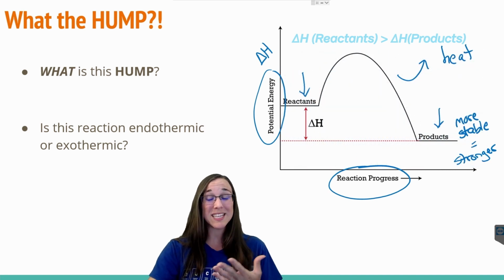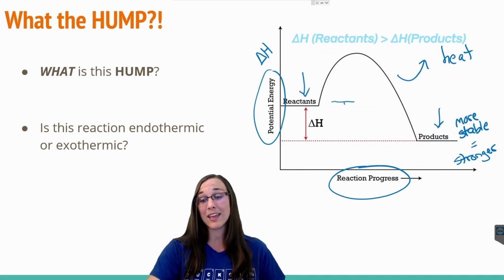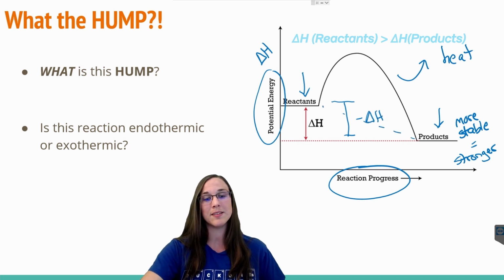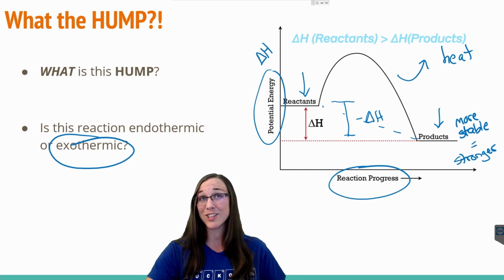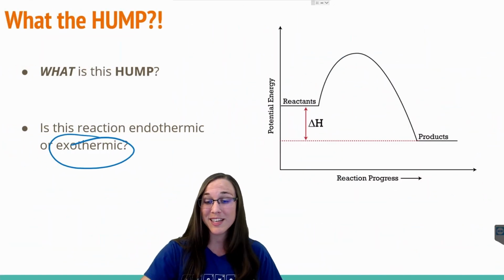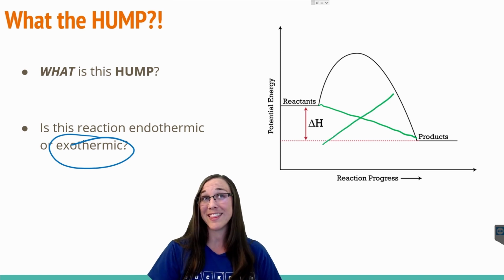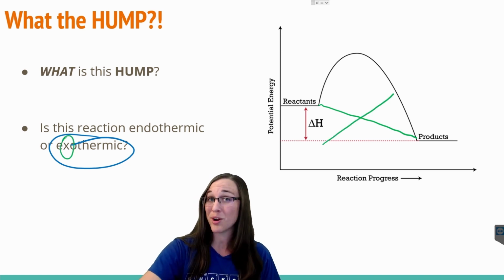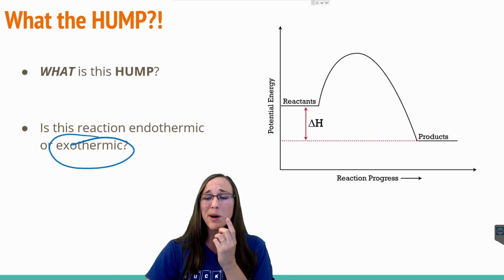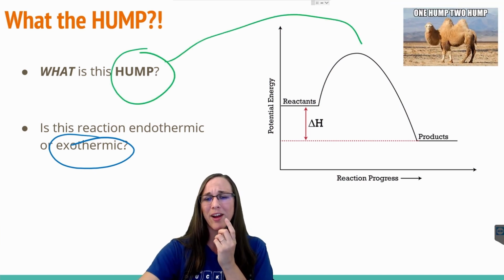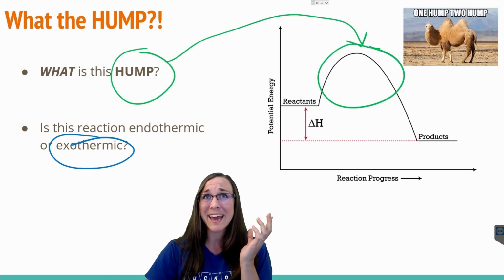If heat is released, and we know that there's a negative delta H value because this is a slope downwards, then we know that this graph is representing an exothermic reaction. Remember, my little shortcut for this is if I can draw an X from reactants to products just like that, I know it's exothermic. Okay, that's great and all, but what about this hump thing right here? What the heck is that hump?